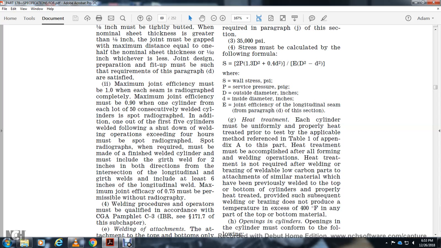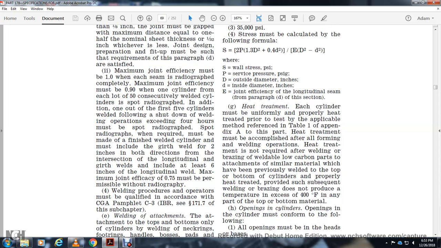Heat treatment is not required after welding or brazing low carbon parts with attachment of similar material, provided they have previously welded the top or the bottom of the cylinder with the proper heat treatment, and the subsequent weld or braze does not produce a temperature in excess of 400 degrees Fahrenheit on any part of the top or bottom material. Openings in the cylinder must conform with the following.